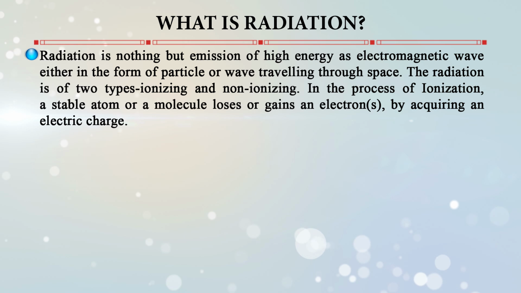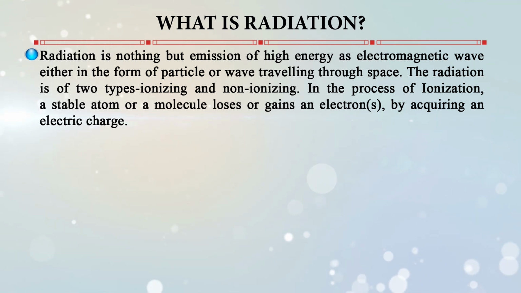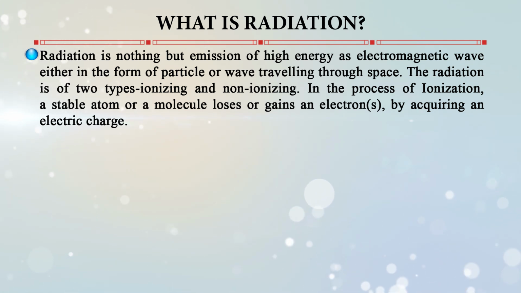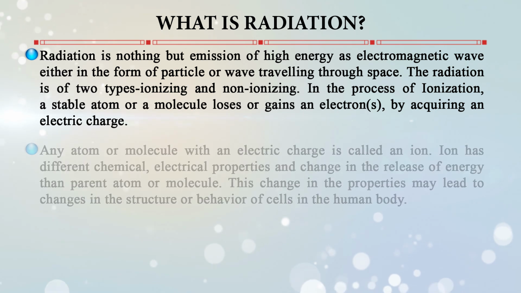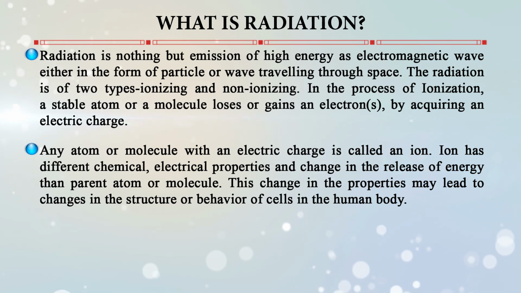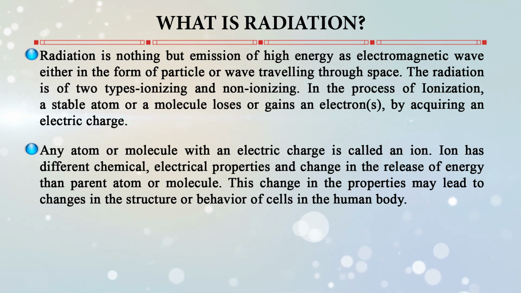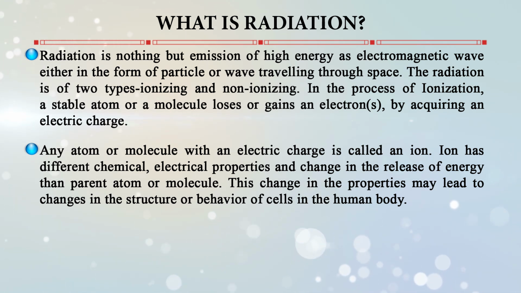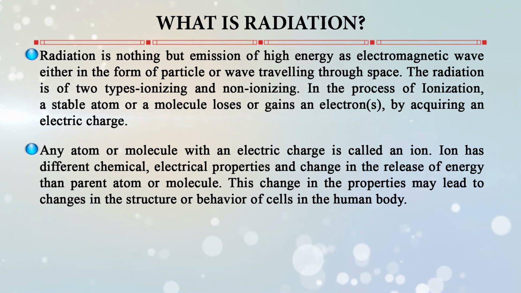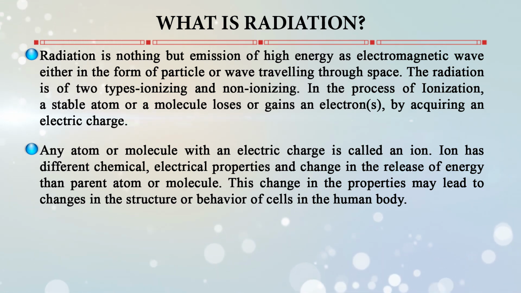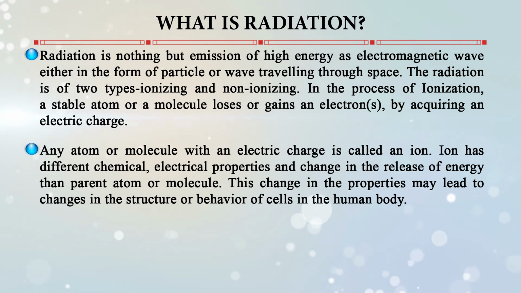In the process of ionization, a stable atom or molecule loses or gains an electron, thereby acquiring an electric charge. Any atom or molecule with an electric charge is known as an ion, as we saw earlier in this session. An ion has different chemical and electrical properties, obviously because it has a charge, and also changes the release of energy compared with the original atom or molecule. This change in properties will definitely lead to changes in the structure or behavior of the cells in the human body.